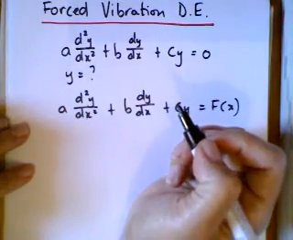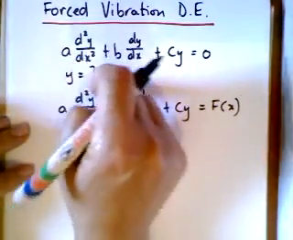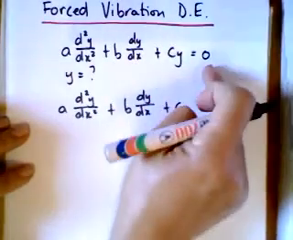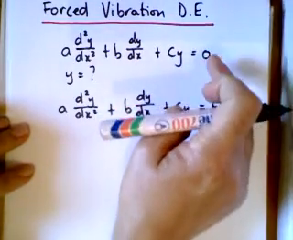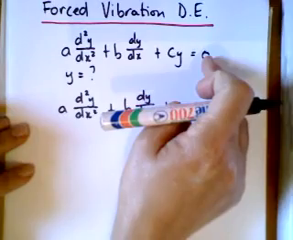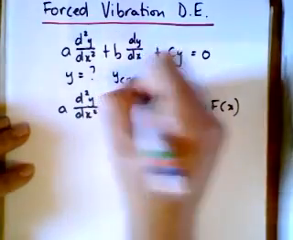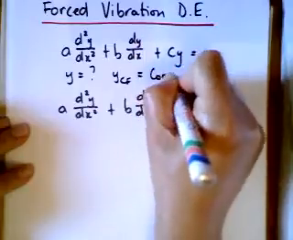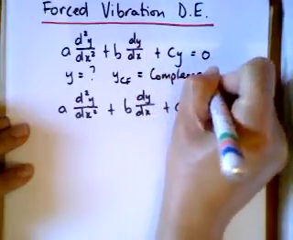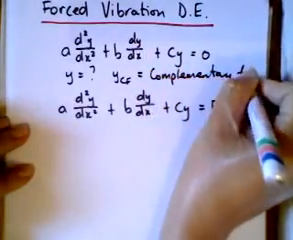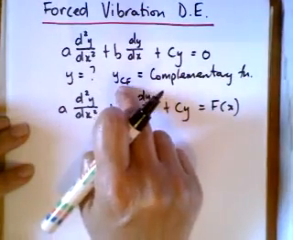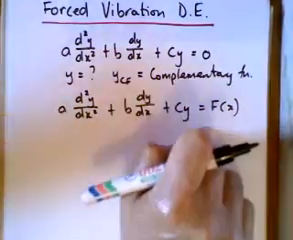equals to some value. Now, this solution y for your free system, where f of x, the right hand side of the equation, is 0, is also called the complementary function. So we can write it like this and we call it the complementary function. This is going to become important when we now move to the forced vibration system.